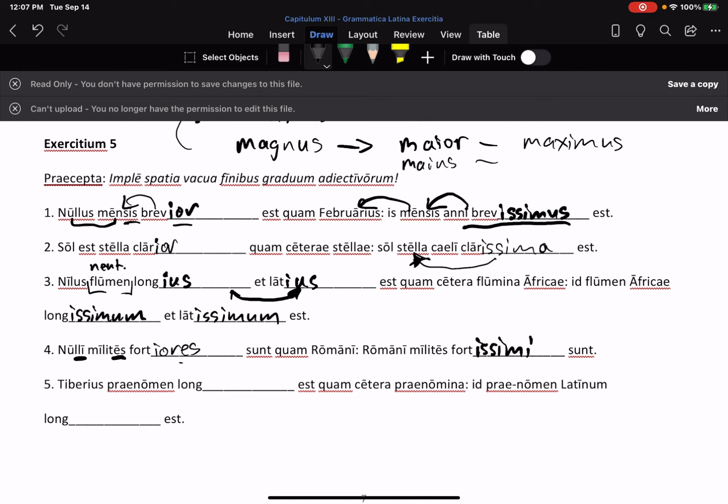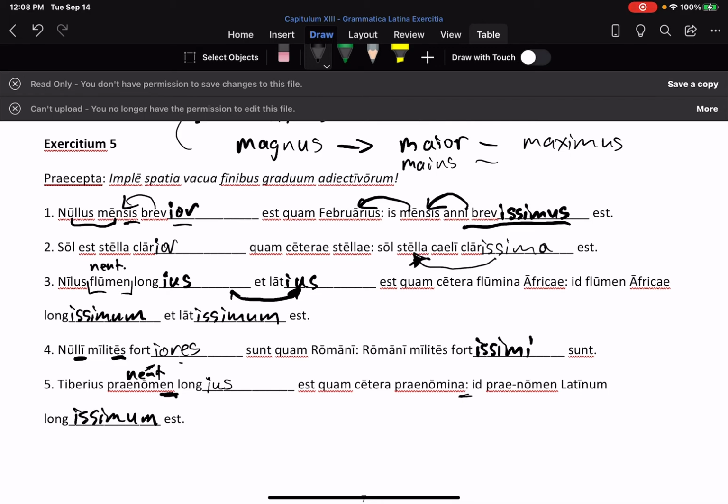Number 5. Tiberius praenomen blank est quam cetera praenomina. Praenomina, right? This is a neuter noun again, so we need longius. Tiberius praenomen longius est quam cetera praenomina, instead of longior if this were a masculine or feminine noun. Id praenomen Latinum longissimum est.